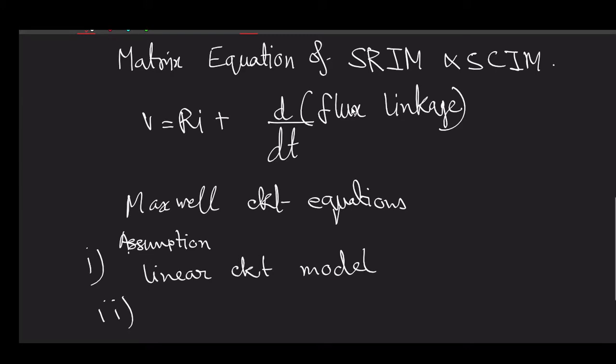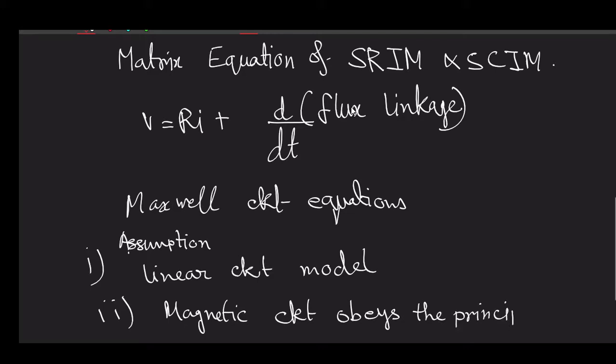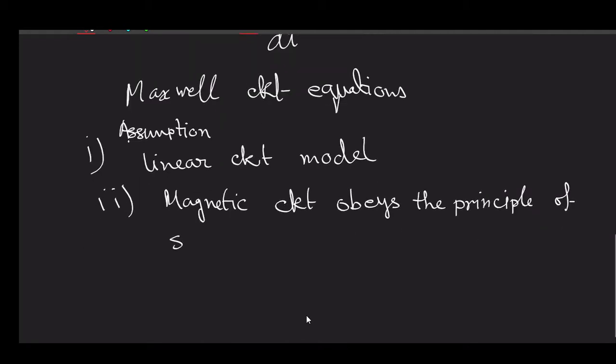And the flux linkage of each winding we can express as a sum of flux linkages due to individual currents. That means, let me write it clearly, that the magnetic circuit obeys the principle of superposition. The magnetic circuit obeys the principle of superposition.